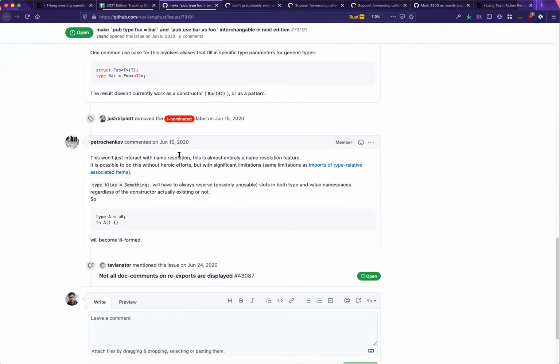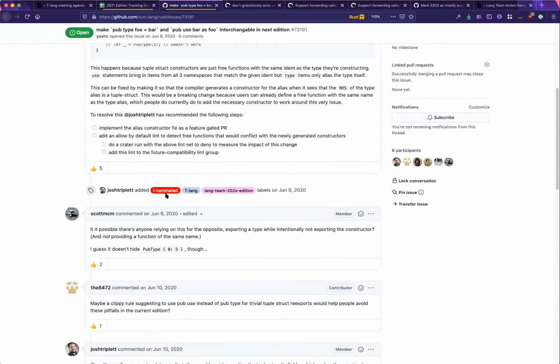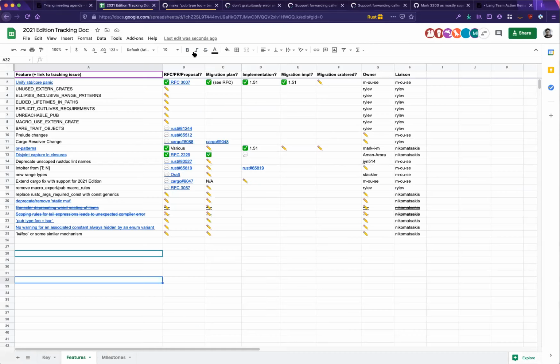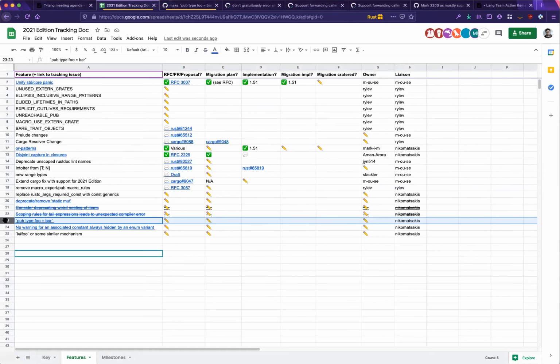Petrochenkov noted that this is complicated but not impossible, I guess. I don't know. I kind of think we're not doing this unless someone really wants to step up and make it happen. I kind of feel like we should not do this. Yeah, good. Me too.